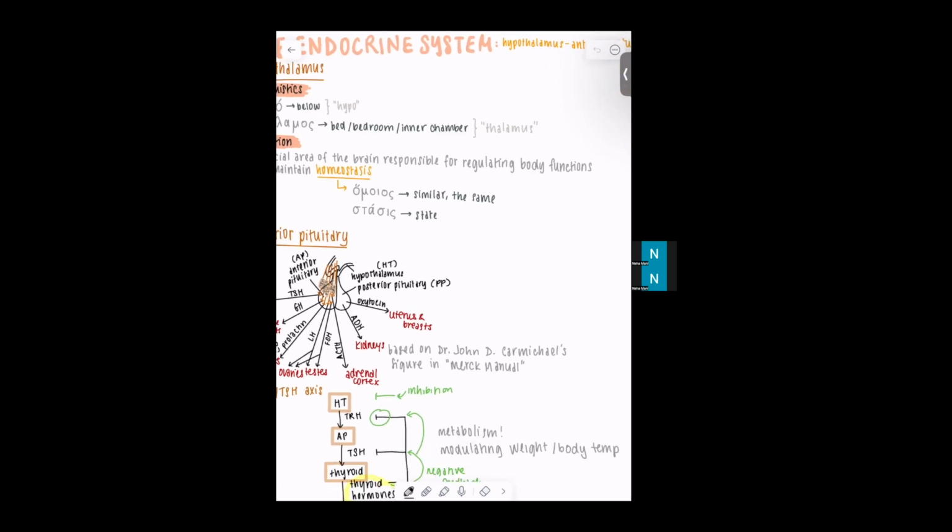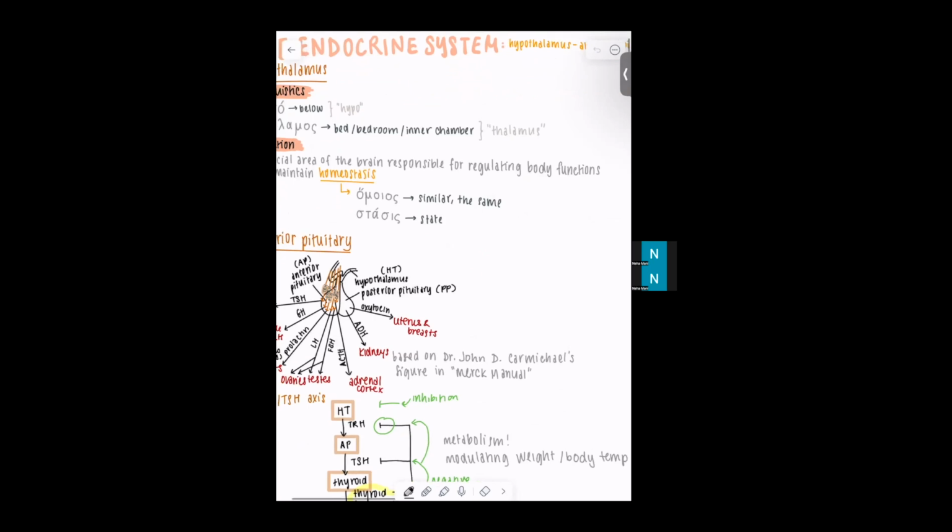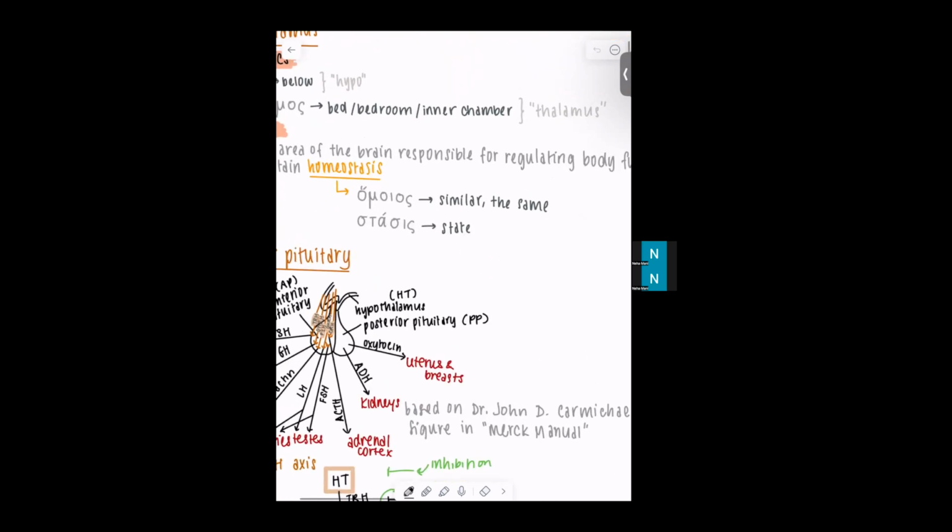And homeostasis, again, is also comprised of two words. The first is homeos, which means similar or the same. And the second part, stasis, is state. So literally meaning the same state or similar state. And that's really what homeostasis is. It's this kind of physiological set point, so to speak, that the body really desperately wants to stay at.